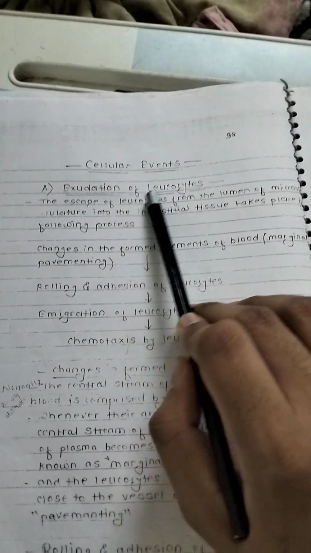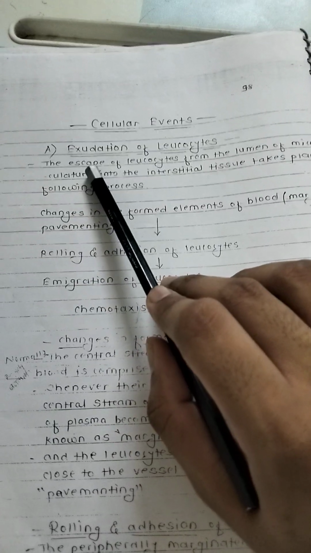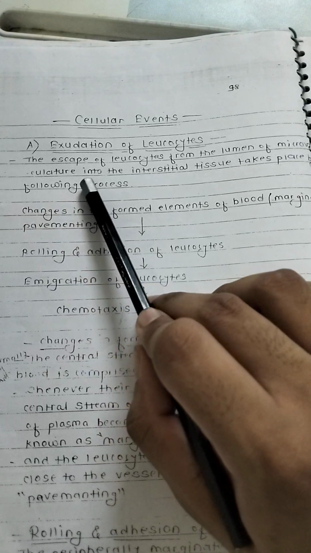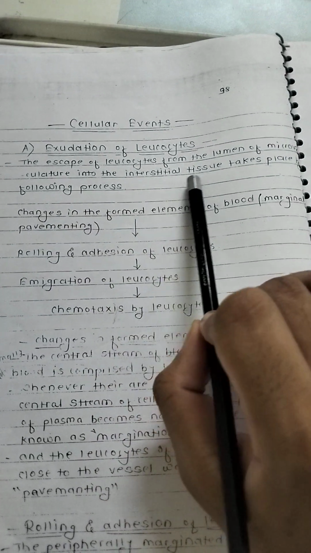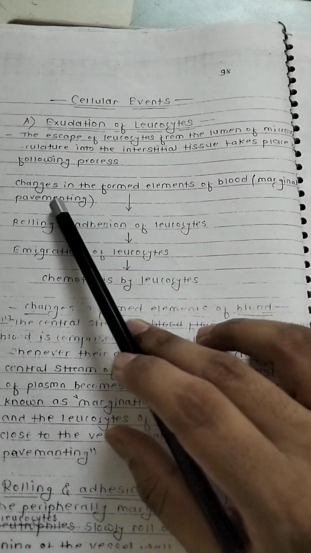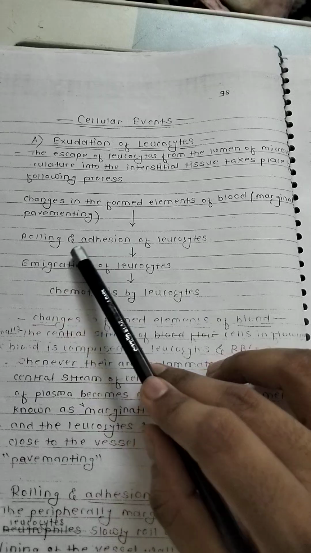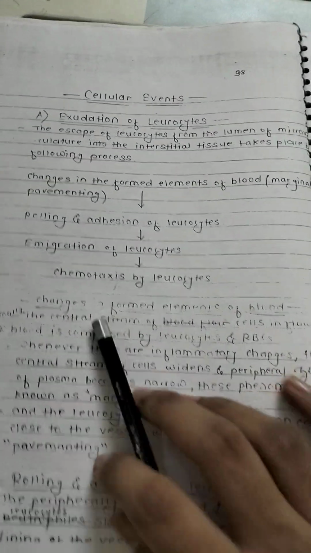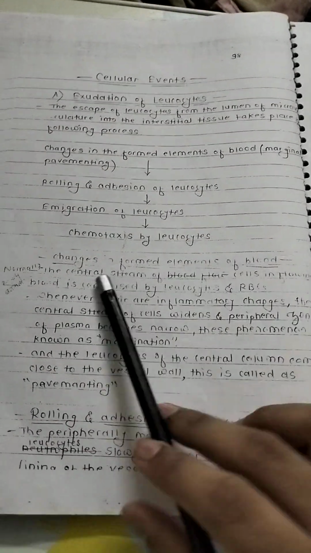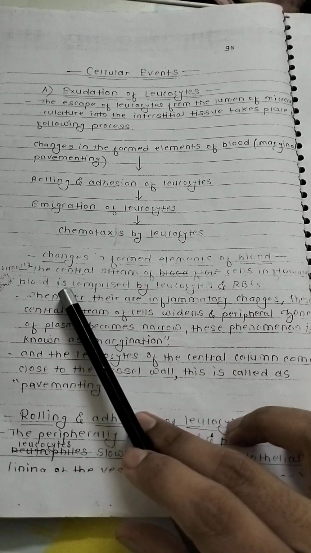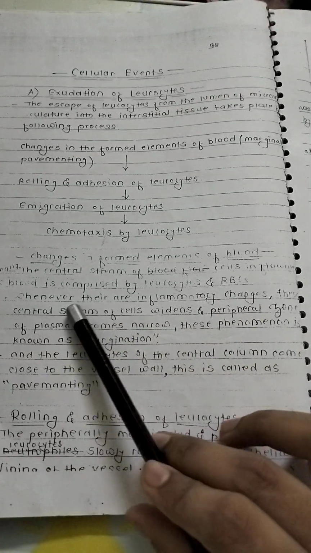Cellular event: exudation of leukocytes. The escape of leukocytes from the lumen of the microcirculation into the interstitial tissue takes place through the following processes: change in the form of the elements of blood, margination, pavementing, rolling and adhesion of leukocytes, emigration of leukocytes, and chemotaxis of leukocytes. Change in the form of elements of blood: in the central stream of blood flow, the cell flow in inflammation is composed of leukocytes and RBCs.